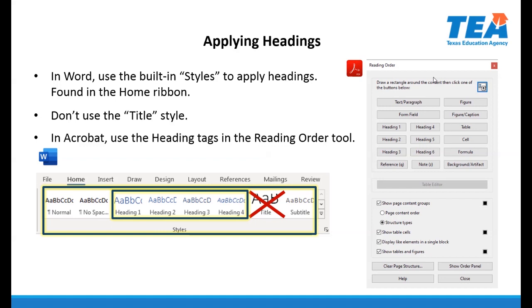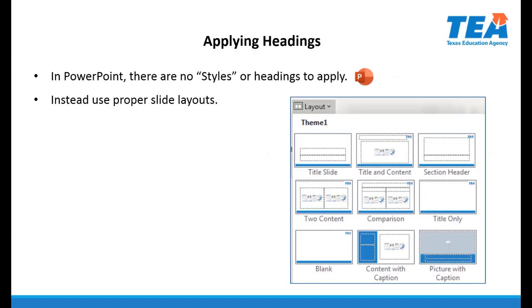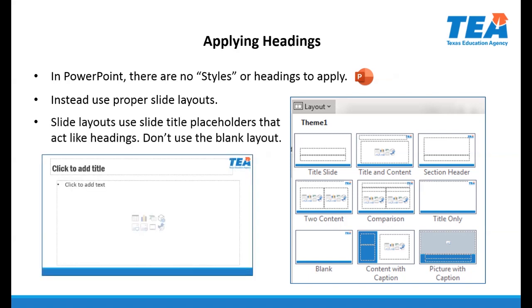In PDF, the Reading Order tool in the Accessibility tools has the options to tag text for heading 1 through heading 6. In PowerPoint, there's no styles or headings to apply. Instead, use the proper slide layouts. The slide layouts use the title placeholders that act like headings, and don't use the blank layout.